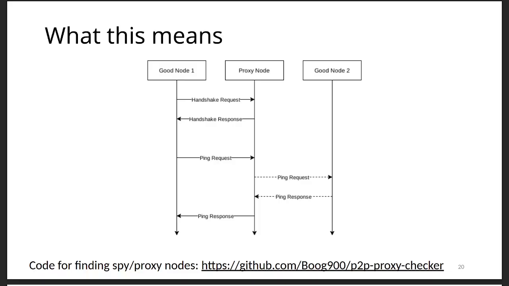By doing this, they significantly reduce their operating costs for each address they own, as they don't need to run a separate node for each. The code for detecting spy nodes is available at github.com/boog900/p2p-proxy-checker.